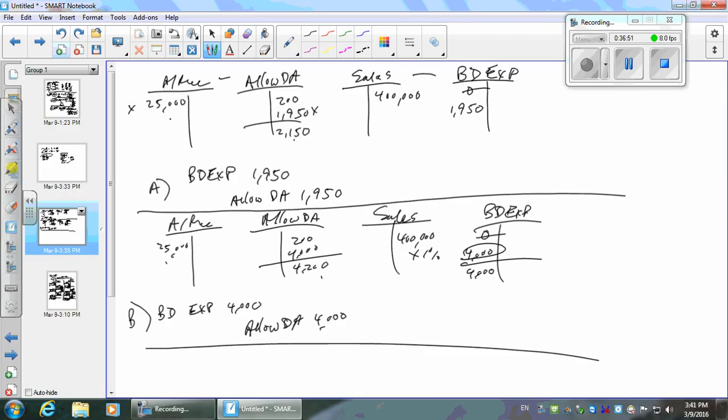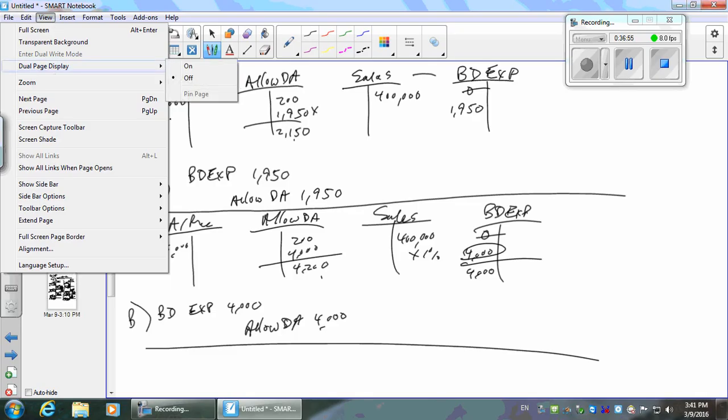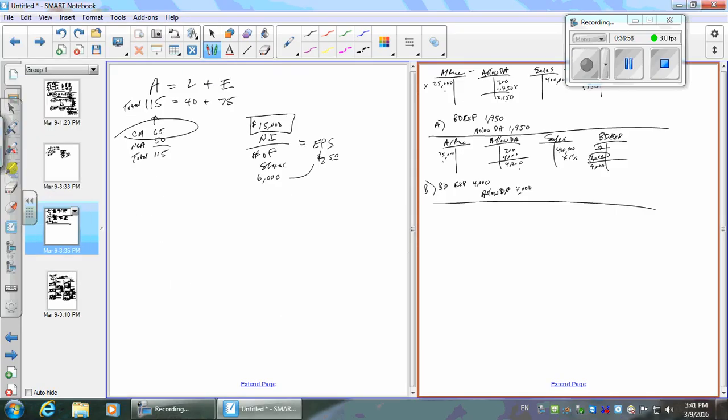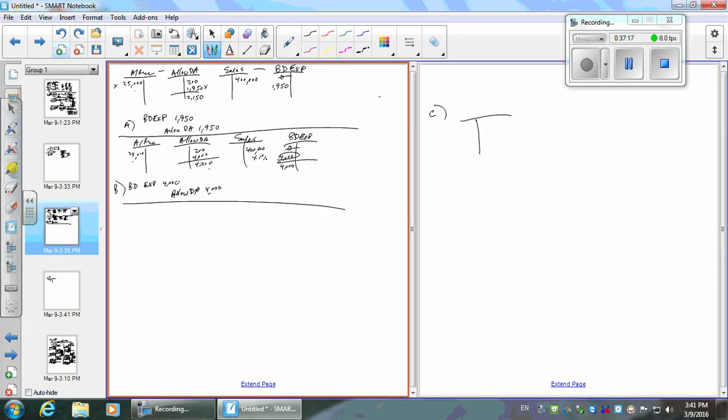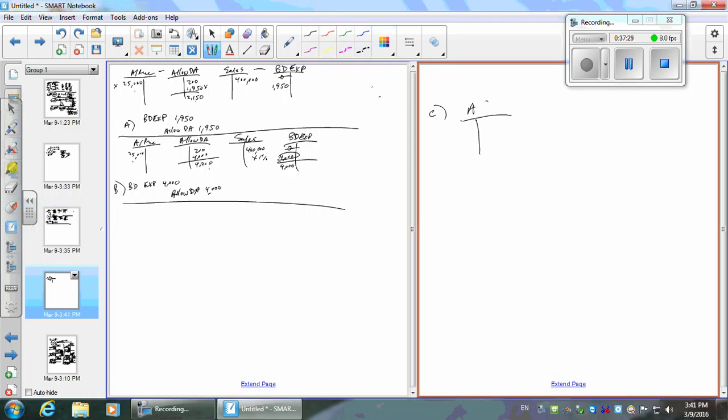Let's do another one. Okay? What was C? It says assume the same information except prior to adjustment the allowance has a debit balance of 200. So I've got accounts receivable, 25,000, right? Okay. I have an allowance this time with a debit balance. How much is the debit balance? It's 200, isn't it? How'd that happen?